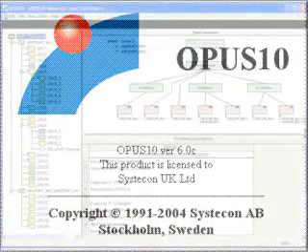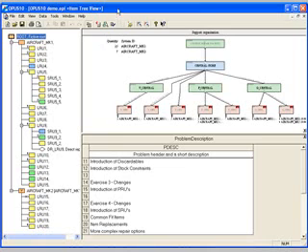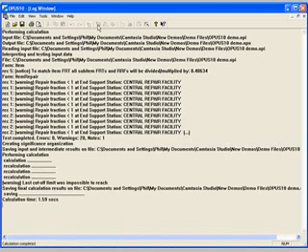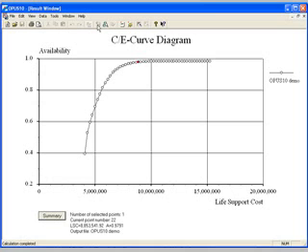This demonstration describes the OPUS10 results and report capabilities. Once run, OPUS10 presents a cost-effectiveness curve for the defined problem. The curve is made up of a series of points, each one offering a different mix of spares and each requiring a different life support cost and providing a different measure of effectiveness.